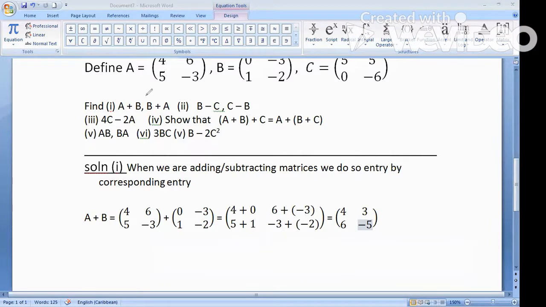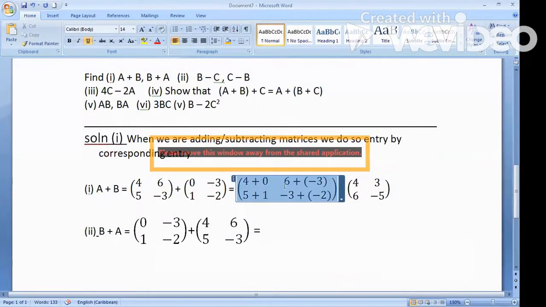So what I wanted to do is to try work out B plus A and work out part 2 also. B subtract C, C subtract B. Remember, same way you add, same way you subtract. I'm going to be nice. I'm going to give you 5 minutes for each question. Remember, the same way you add, same way you subtract. I'm just going to copy this.